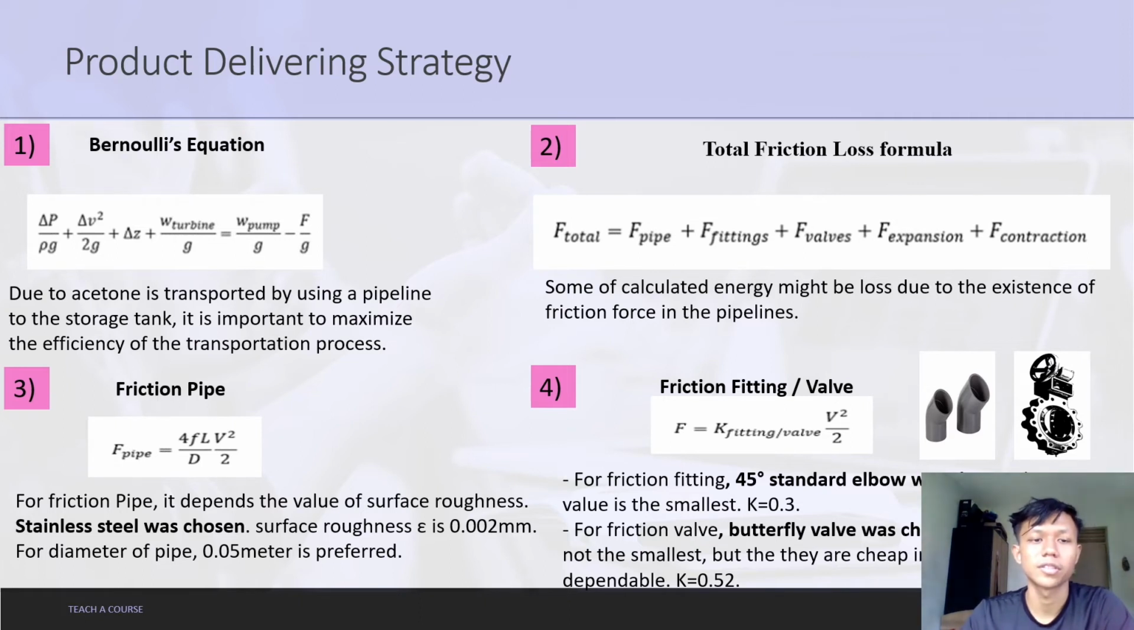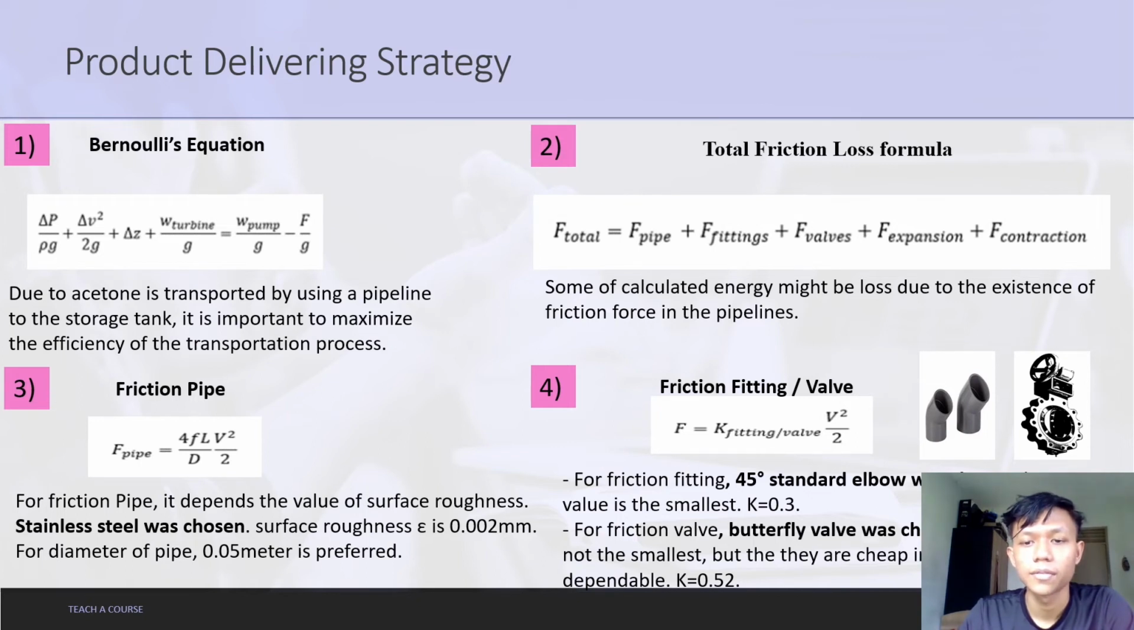So first of all, the friction in the pipe depends on the surface roughness of the material we use. The material we use to build the pipe is stainless steel, because stainless steel has the smallest surface roughness, which is 0.002 mm. Due to that, if we calculate the pipe friction using stainless steel, we get a smaller friction factor, and a pipe diameter of 0.05 meter is preferred.